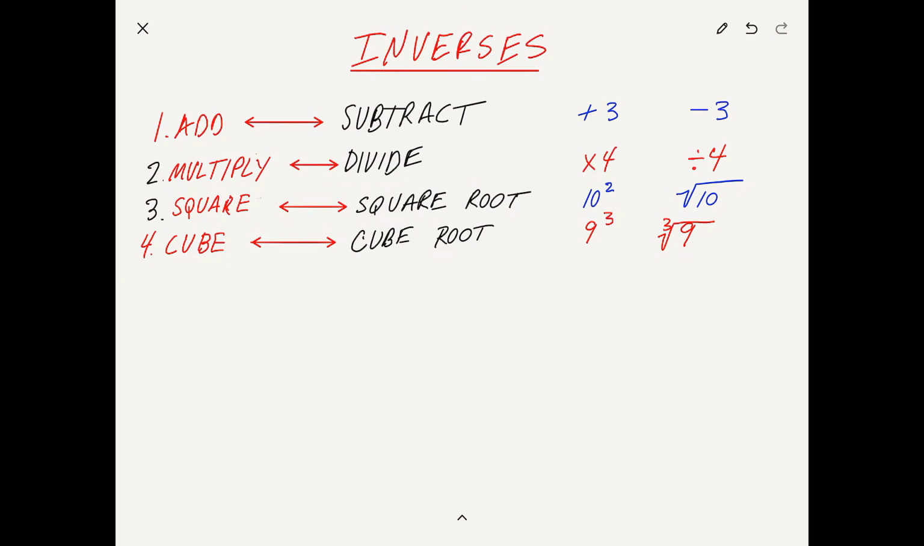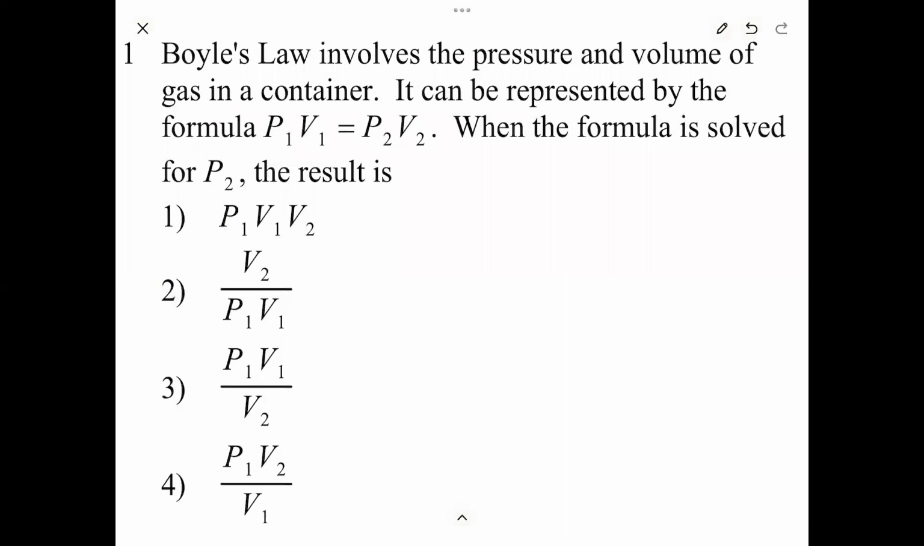The inverse of squaring a number is taking the square root, and the inverse of square rooting a number is squaring it. All right, and I also just threw this one in for kicks. The inverse of cubing a number is taking the cube root, and the inverse of cube rooting a number is cubing it. So once you know that, you're ready to basically handle almost any question you'll see on the Regents. So now let's look at a couple examples.